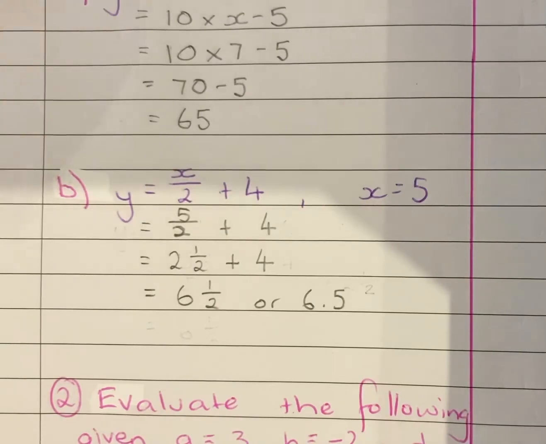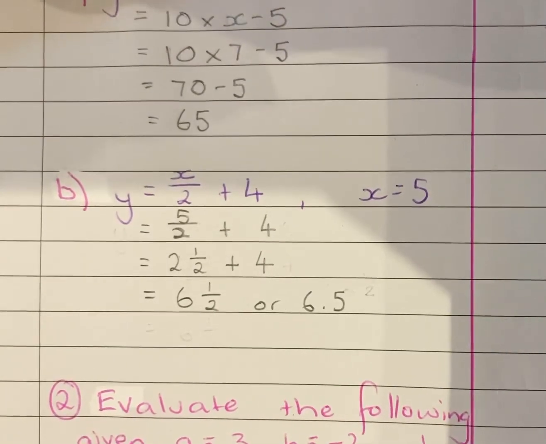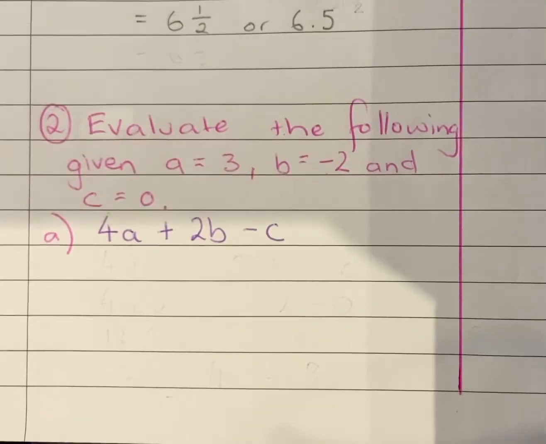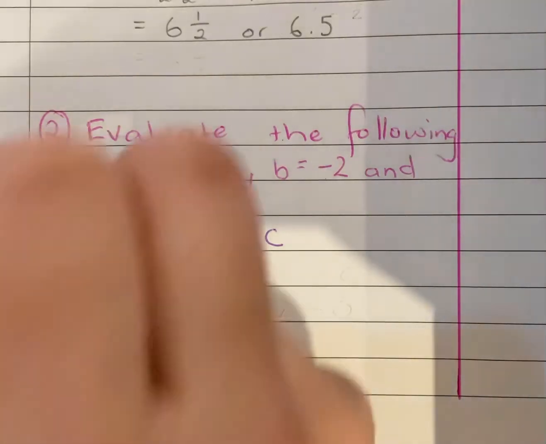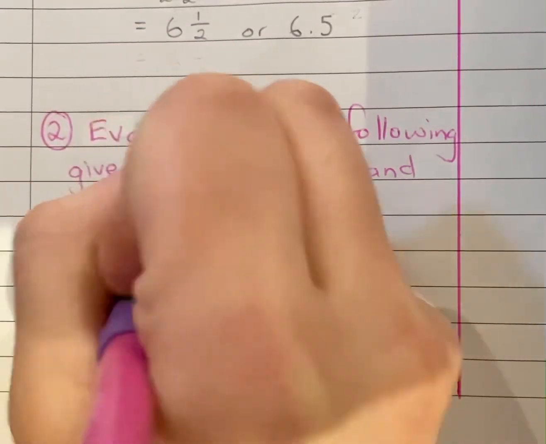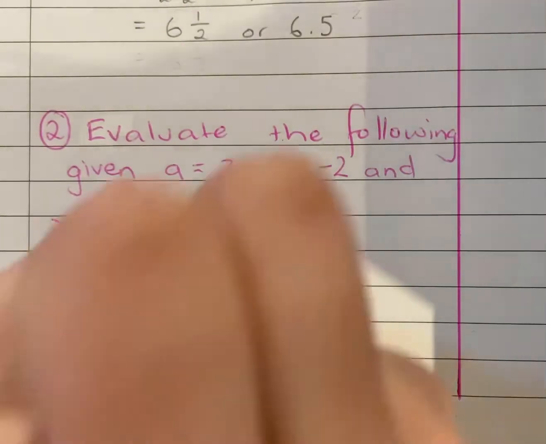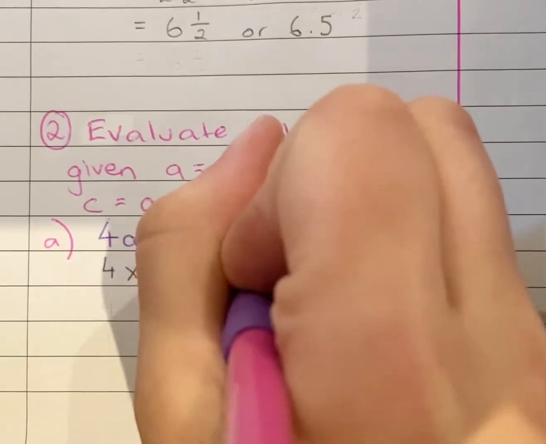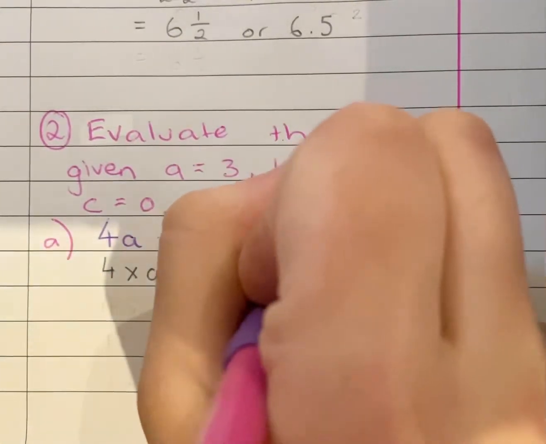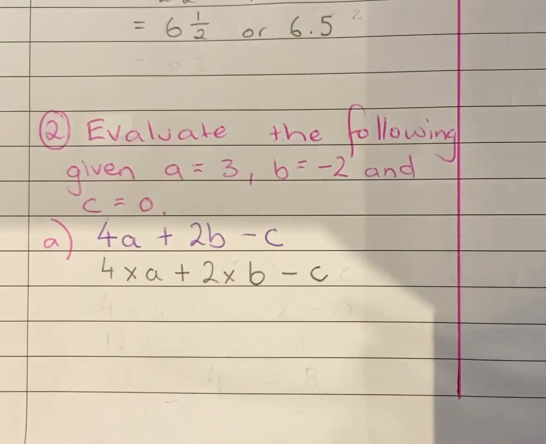All right, let's try a bit of a trickier one where we've got a few different things we have to substitute in. So this time around, we're evaluating the formula given a is equal to 3, b is equal to -2, and c is equal to 0. So I'm going to rewrite it, and again, I'm going to remind myself what those conventions mean. So 4a is 4 times a, plus, I just rewrite that, 2b is 2 times b, take c.